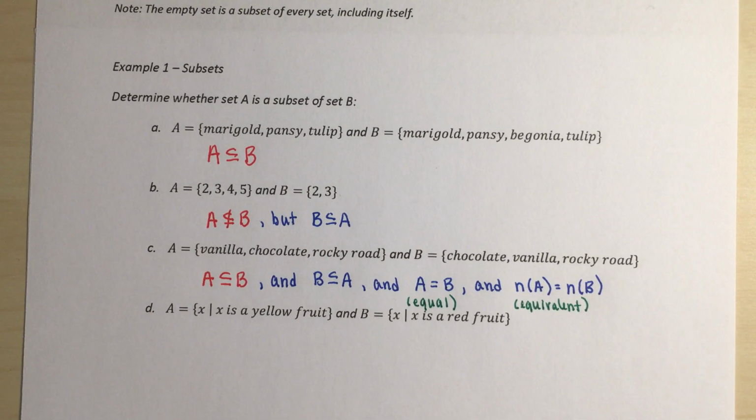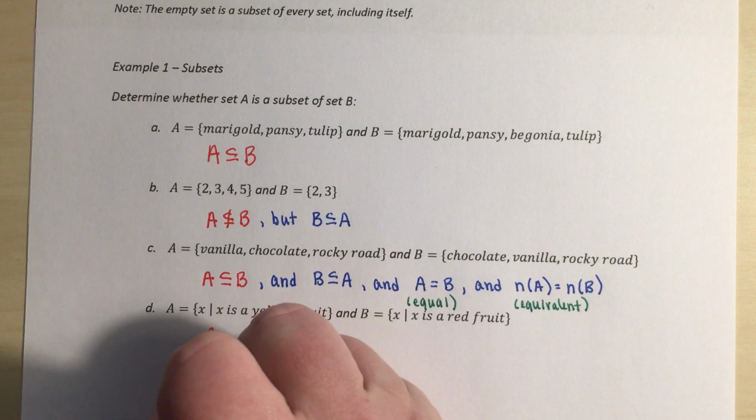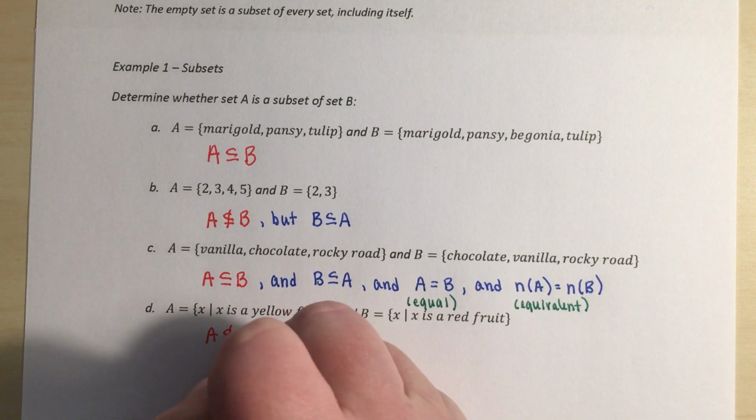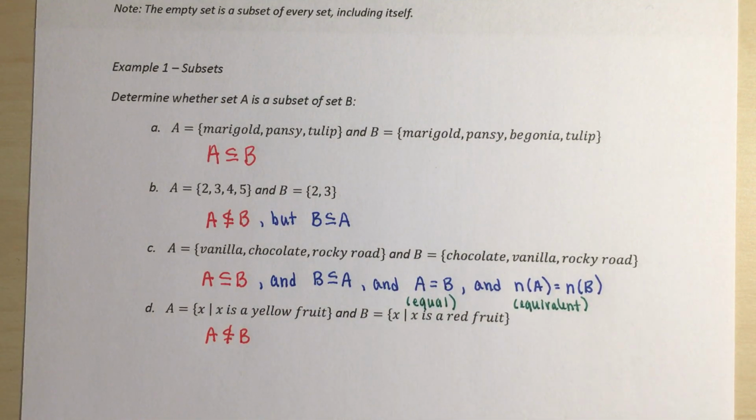Right, we're going to finish off example D. Set A is the set of all X such that X is a yellow fruit. Set B is the set of all X such that X is a red fruit. In this case, you can't be both a yellow fruit and red fruit at the same time. So we're going to say that A is not a subset of B.